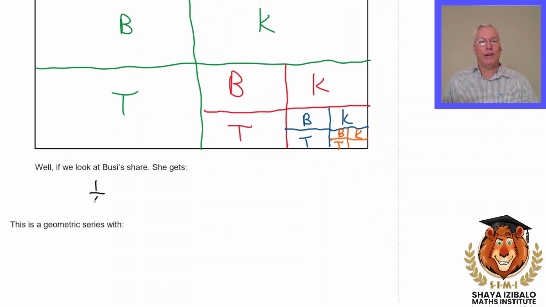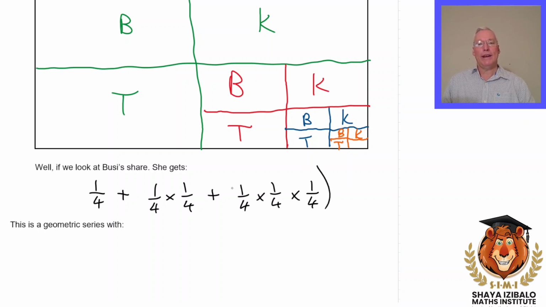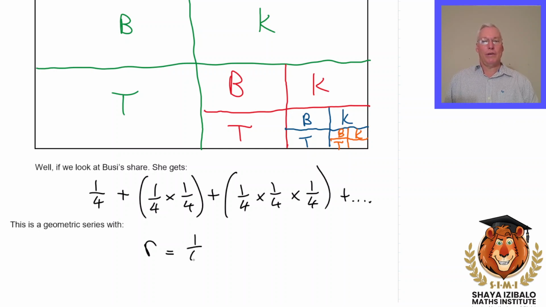Initially Busi gets 1/4 of the chocolate. That's what that piece there is. The next piece she gets is 1/4 of a quarter. The next piece she gets, this piece over here, is actually a quarter of the size of this other piece. So it's actually a quarter times a quarter times a quarter. What sort of sequence are we getting here? We're getting a geometric sequence, all right? And it carries on forever. What is r? What are we multiplying by to get from this term to this term? That's right, r is a quarter.